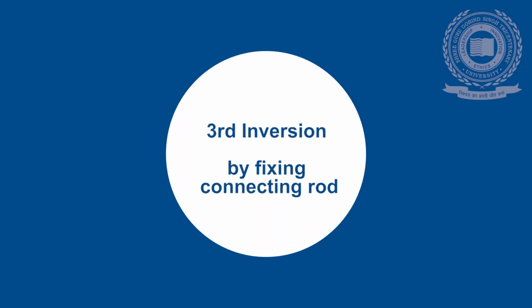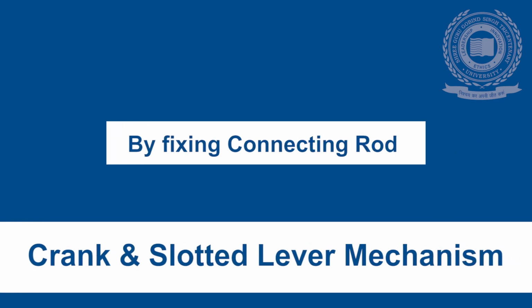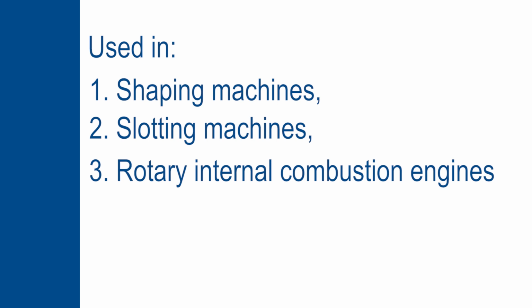The third inversion we can obtain by fixing the connecting rod of the single slider crank chain. When the connecting rod is fixed, we get the crank and slotted lever mechanism. This mechanism is mostly used in shaping machines, slotting machines and in rotary internal combustion engines.